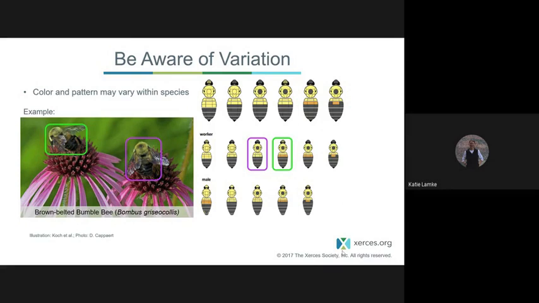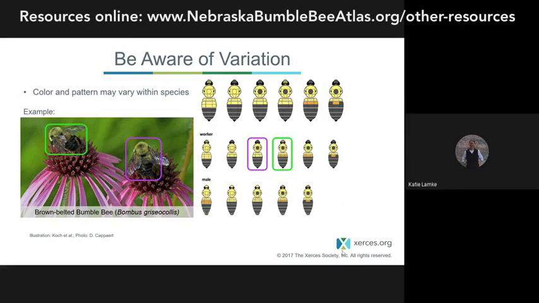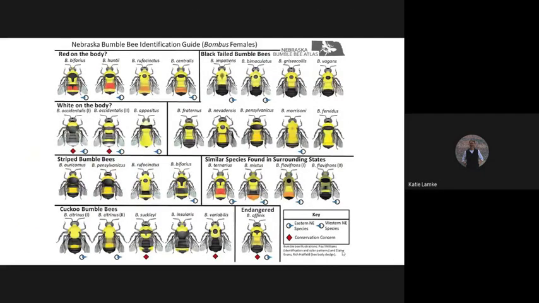And a good way to check color variation is by getting the book Bumblebees of North America, or by going online to type in bumblebees of Western United States. And that's all. That's a nice overview of the approximately 20 species we have in the state.